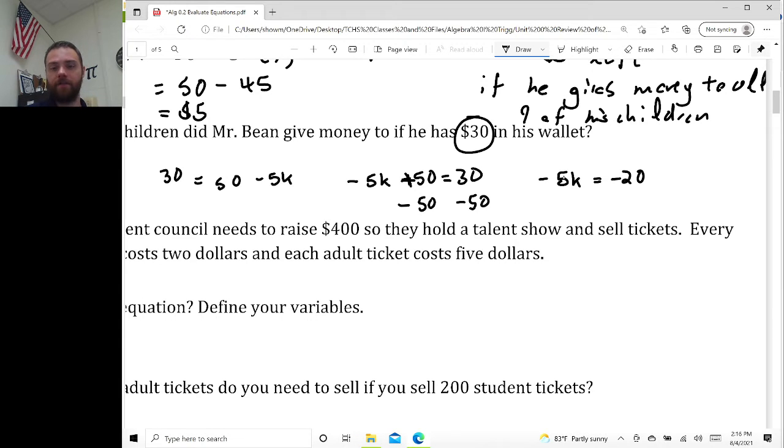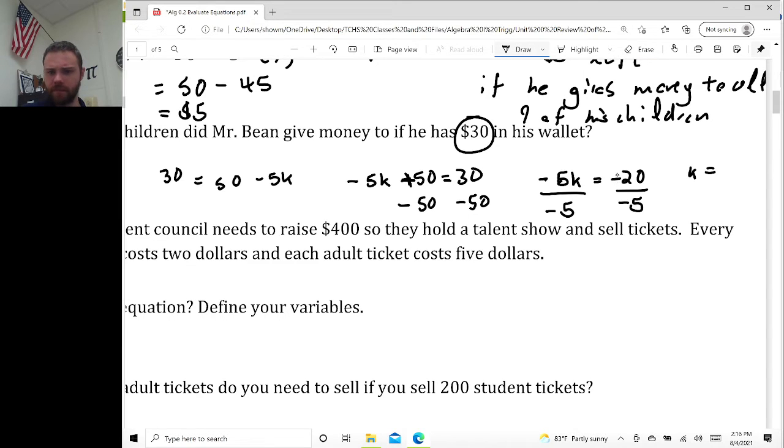And then I want to get rid of this negative 5, right? Negative 5 is being multiplied by K. So what is the opposite of multiplication? Well, it's going to be division. So I'm not only going to divide the 5, but I'm going to divide the negative as well. So I've got negative 5 divided by negative 5. The negatives will change the quantity to a positive. A negative divided by a negative is a positive. 5 divided by 5 is 1. So this is 1K. So I'm left with 1K, or just K. You don't have to write the 1 if you don't want to. I tend not to. So K is equal to negative 20 divided by negative 5.